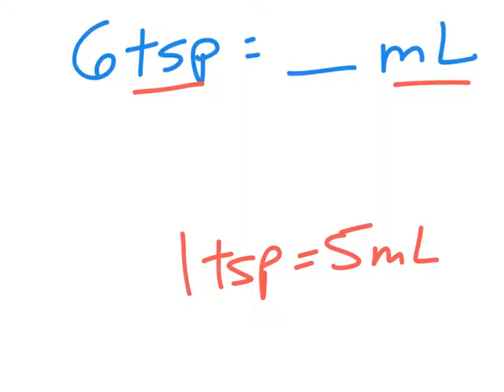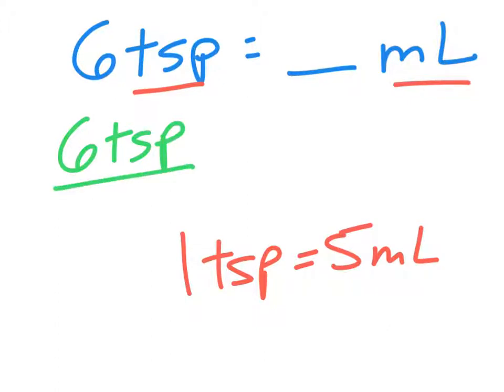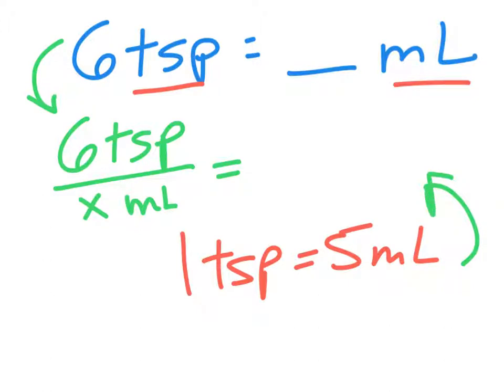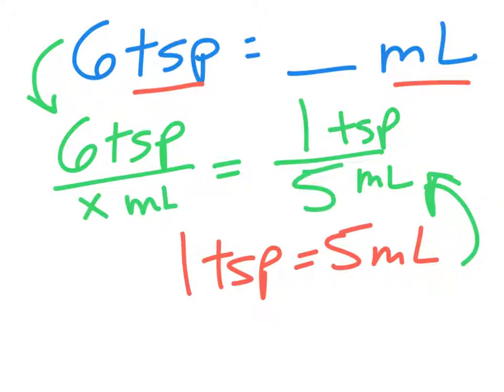But for those of us that want to see that setup, we're going to set up our unknown. I'm just in the habit of writing the question down first. It doesn't matter which one you put on the left side and which on the right. I write down the unknown first, 6 teaspoons and X amount of milliliters. That's my question, my unknown. My known goes over on this side, and because I want to match up teaspoons over milliliters, I put my 1 teaspoon on top and my 5 milliliters on the bottom.